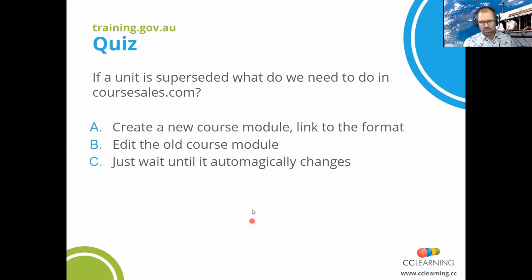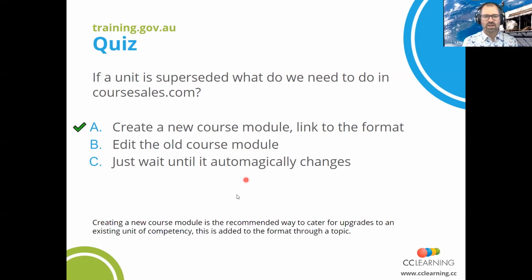So don't just edit the old course module, and don't just wait till it automatically changes, because it's never going to automatically change. That would be a bit of a nightmare if things just started changing behind the scenes. That's an invented word by us here. People believe that things happen automatically, or is it auto-magically? We don't know. So create a new course module and link it to the format.